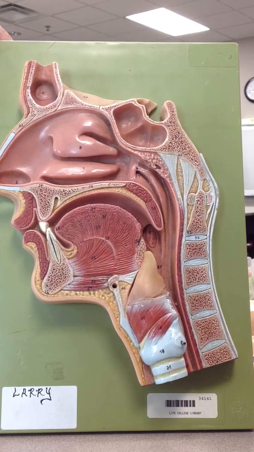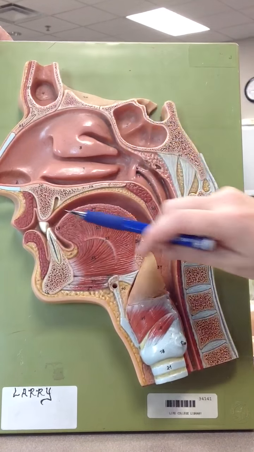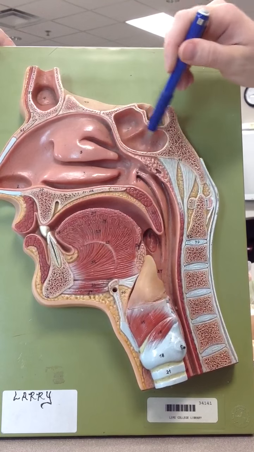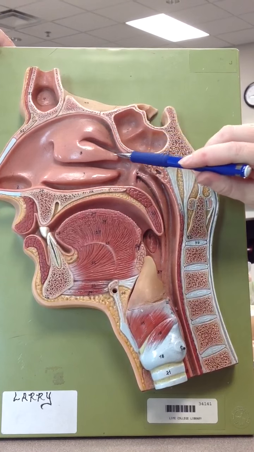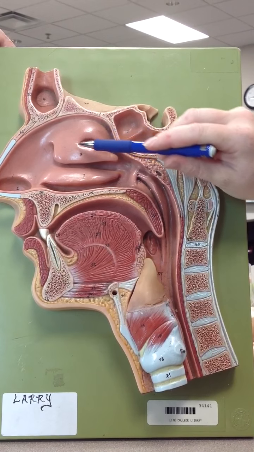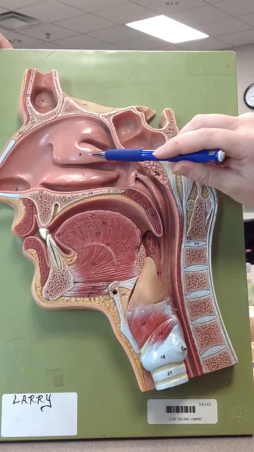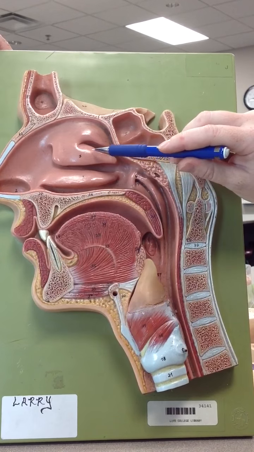All right, we're looking at the nasal cavity, the nasopharynx, the oral cavity, and the oral pharynx. This is the superior meatus. Remember, the sphenoid sinus drains into the superior meatus. If we flip up the middle meatus, we would see the ethmoid bullae, the opening to the frontal sinus, the opening to the maxillary sinus, and the hiatus semilunaris.